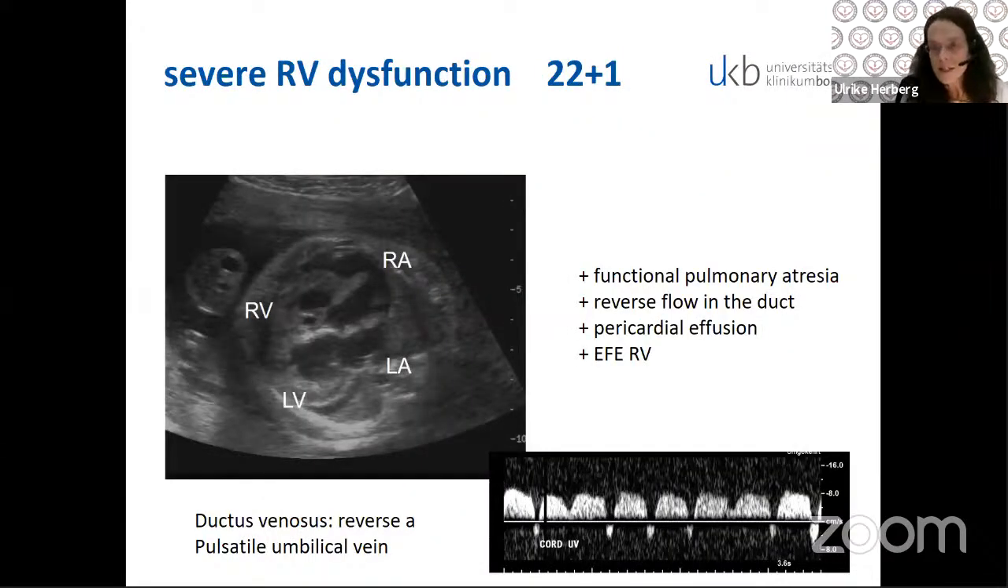Finally, this neonate was born and died due to necrotizing enterocolitis 3 weeks after birth. Was ductal dependent.